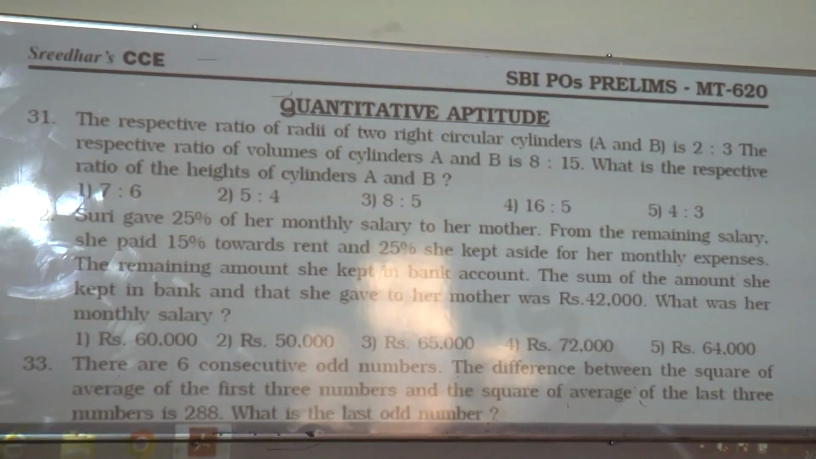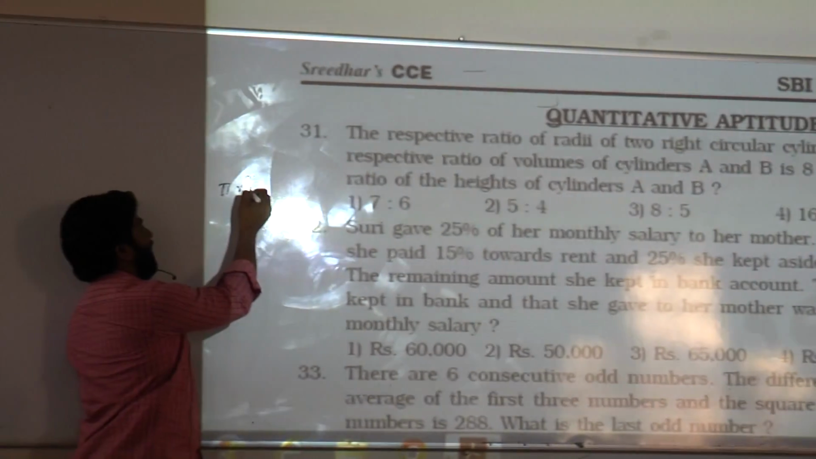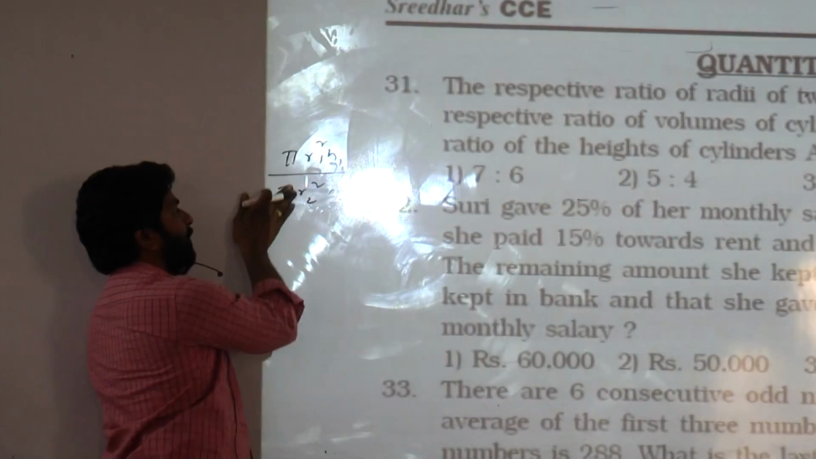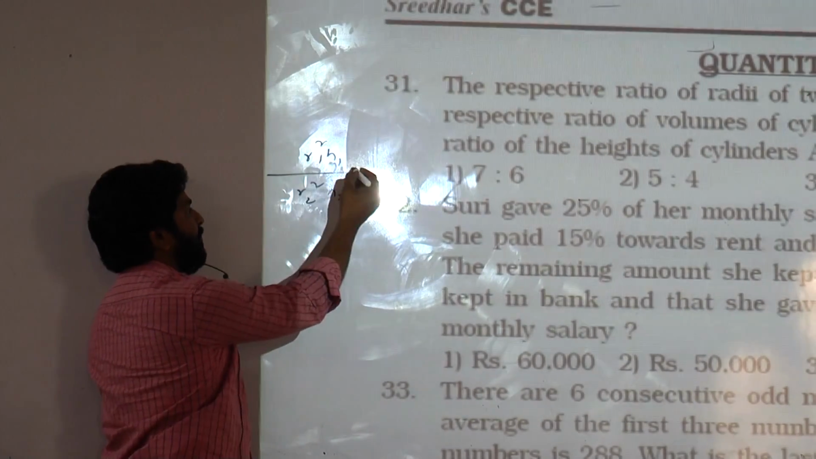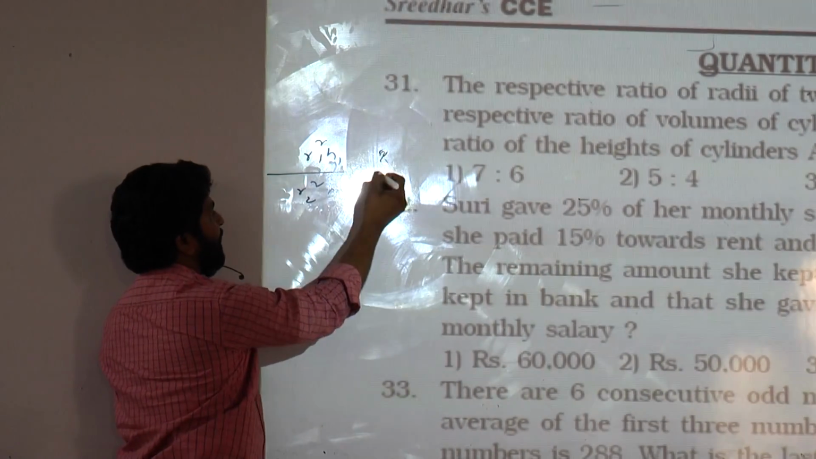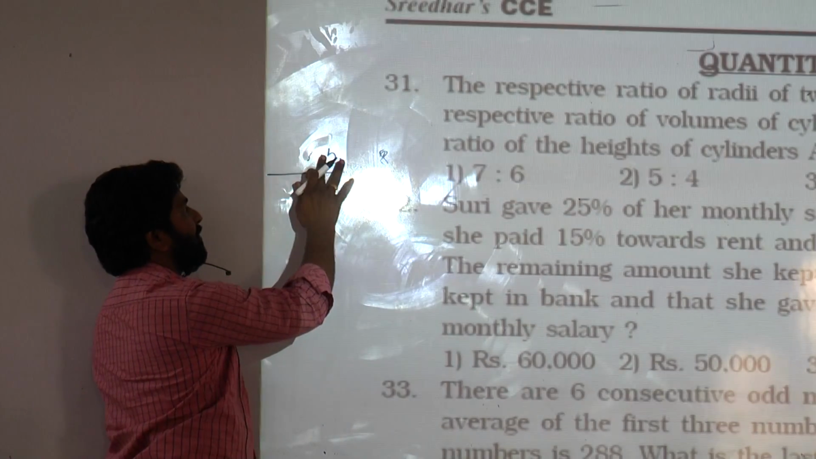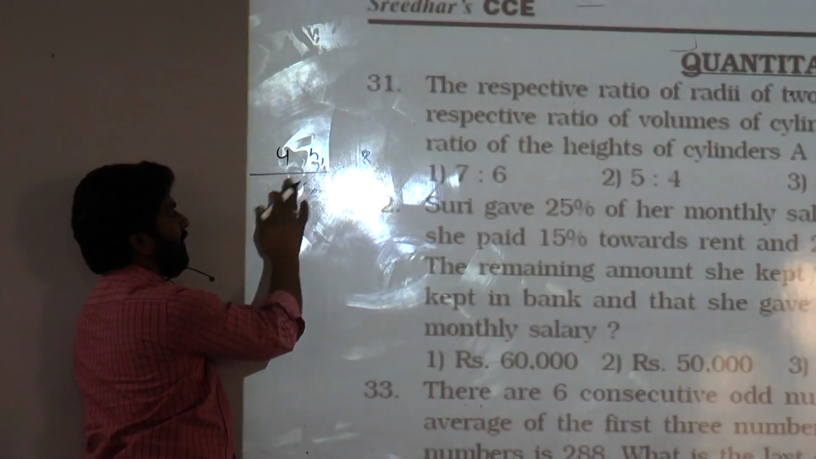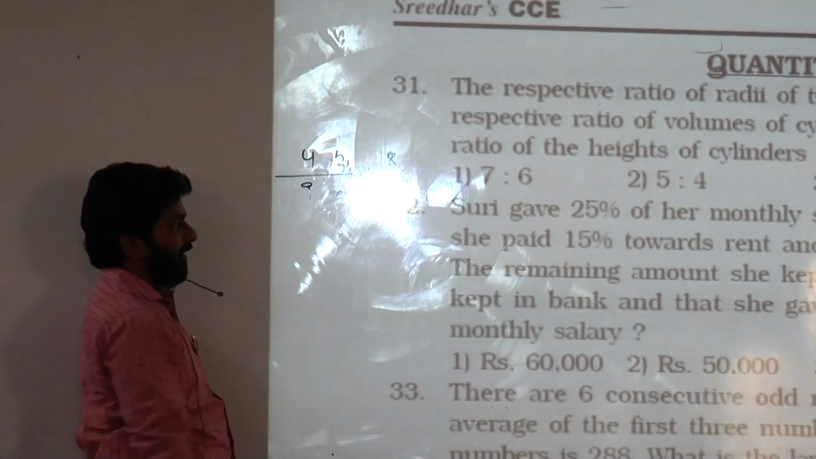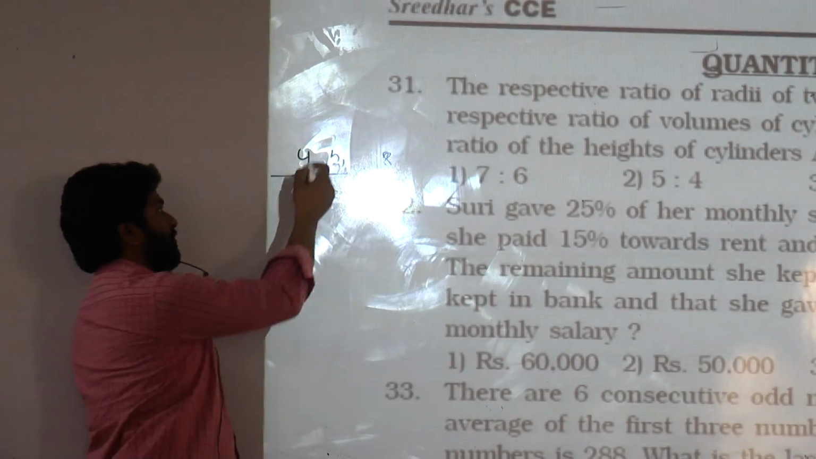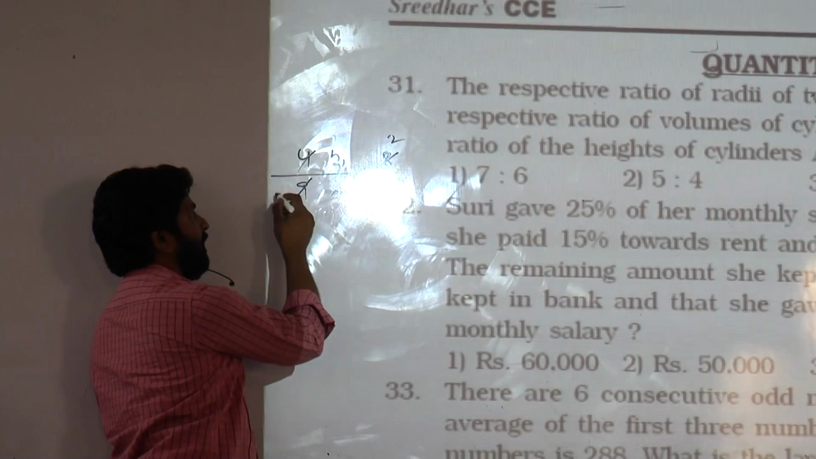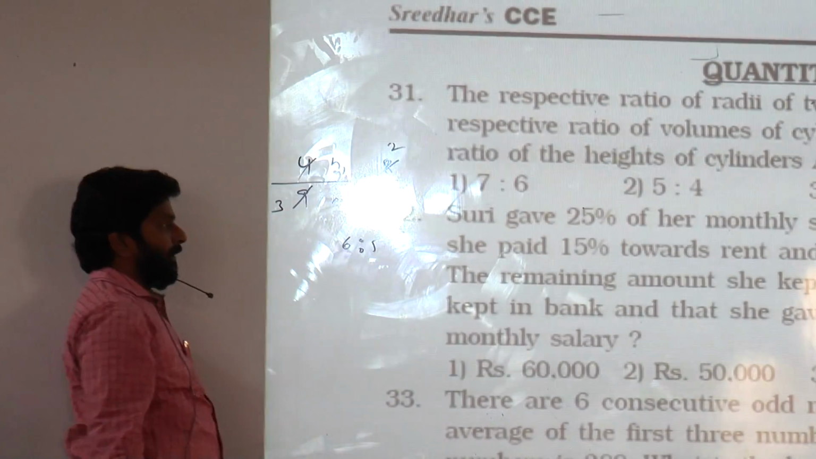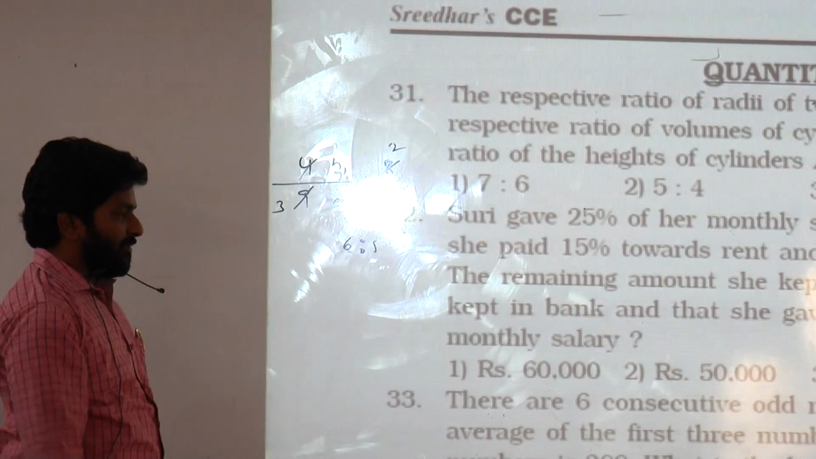Pi r1 square h1 by pi r2 square h2. Pi cancels, right? So the volume ratio is given as 8:15. 8/15, r1 square is 4, r2 square is 9. So you can calculate the height ratio. So 2 times, 3 times and then 5 times. 6:5. Fourth option, I think. Must be 6:5.